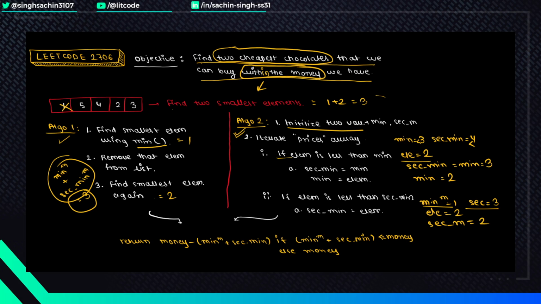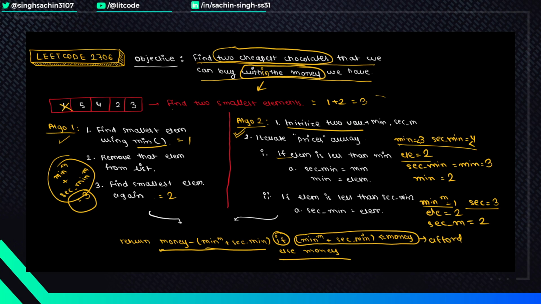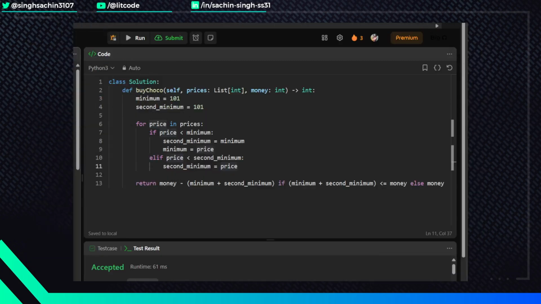Now once we get these two values, minimum and second minimum, this is the formula which we have to use. We are just subtracting the sum of minimum and second minimum from the total money which we receive. This is the condition: if the sum of minimum and second minimum is less than or equal to the money which we have received, basically checking if we can afford it or not. Else I'll just simply return the money. Okay, let's check out the code for this.